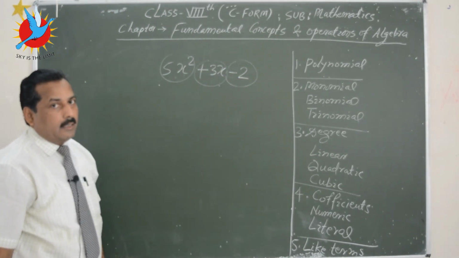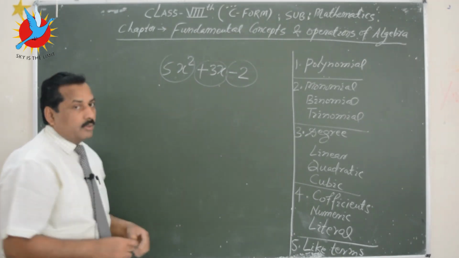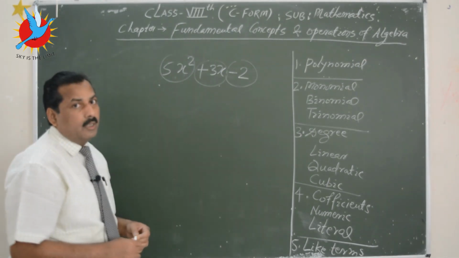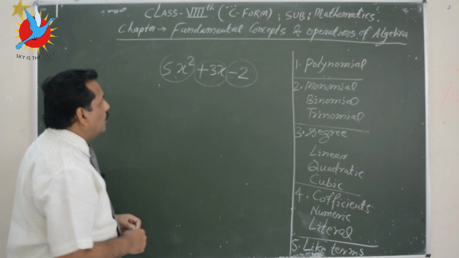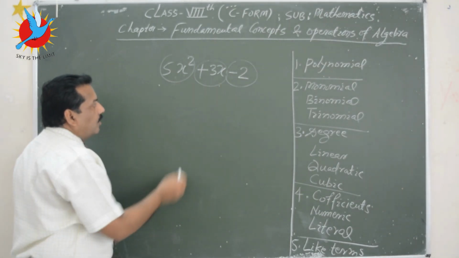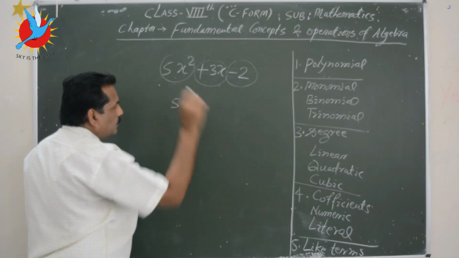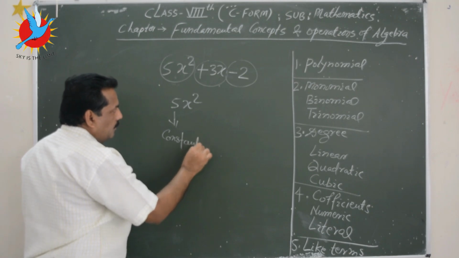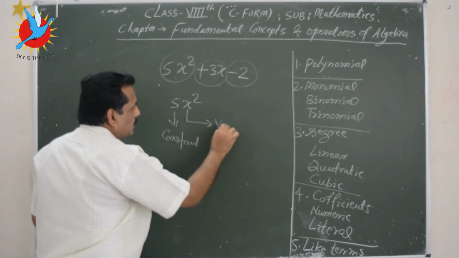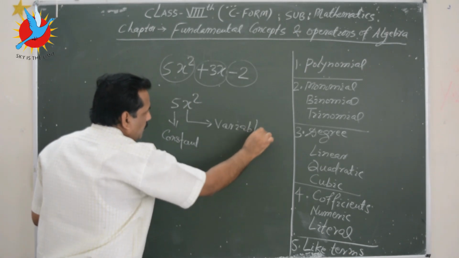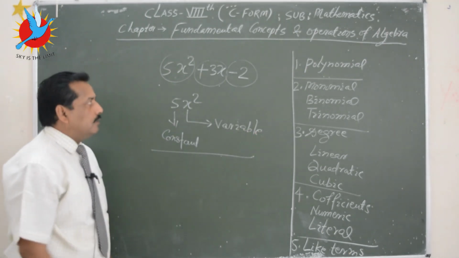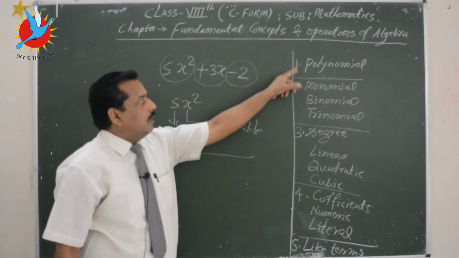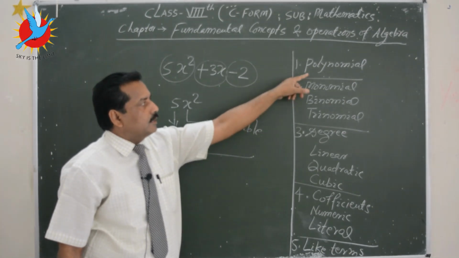Now let us analyze each term. We discussed constants and variables. Constants have a fixed value and variables may have different values. Let us pick up this term, 5x square. In this case 5 is the constant and x square is the variable. I hope you are clear up to this point. Now we are going to continue further, and we shall take the first topic, that is polynomial.